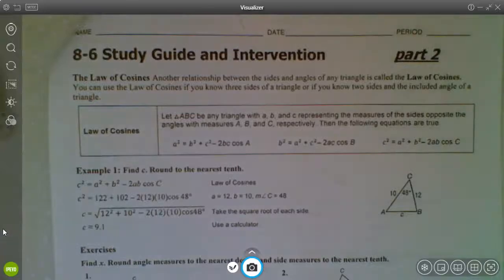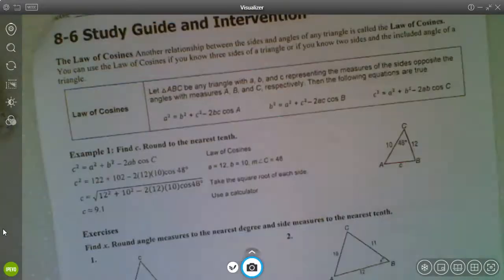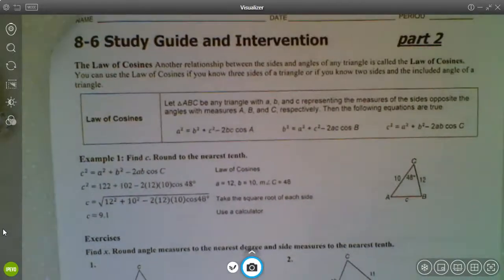Okay, final lesson of Chapter 8. This is part 2 of our previous lesson, so we're still in 8.6. Remember that we are looking at the law of sines and the law of cosines, which are meant for non-right triangles. So that's the whole purpose of using these. All that other stuff that we've done all chapter long with the Pythagorean theorem and SOHCAHTOA were meant for right triangles.